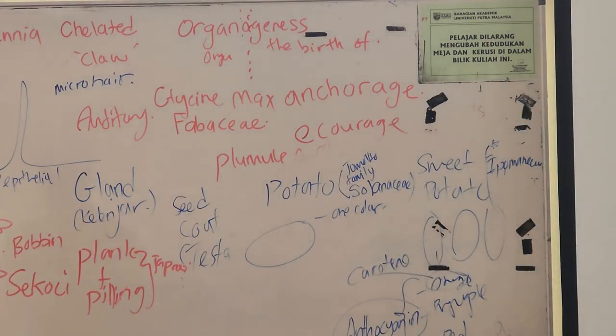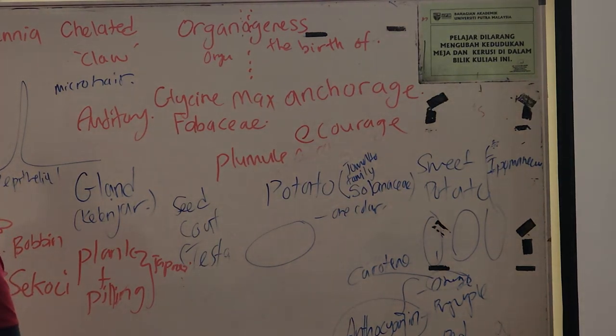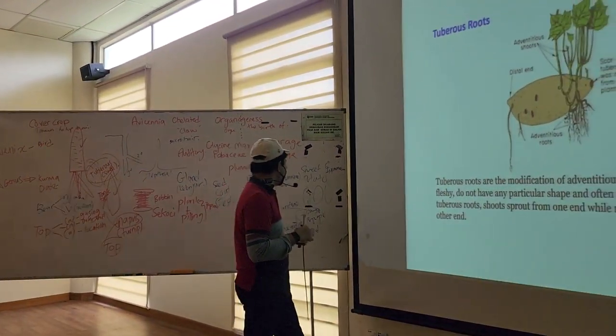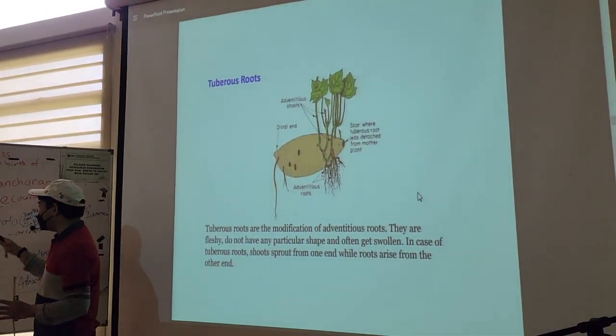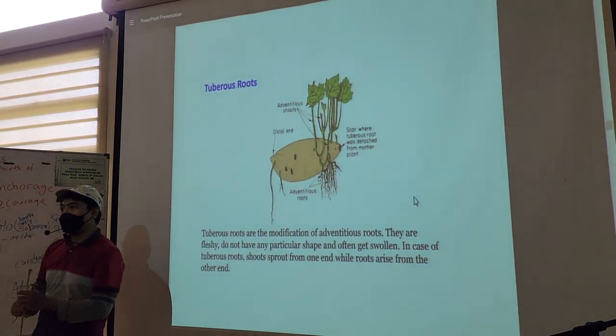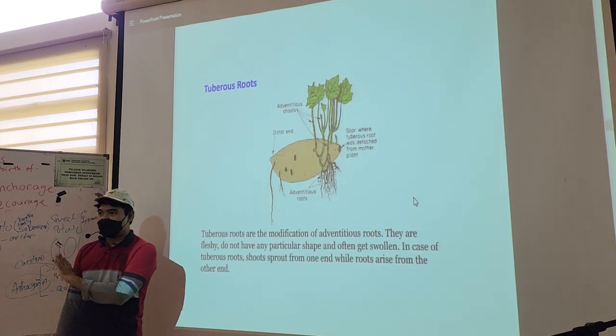Anybody do not know what morning glory is? Never seen morning glory? Bunga kangkong. You know kangkong? Kangkong is morning glory. Ipomoea reptans, or Ipomoea aquatica if you have kangkong air. So get it correct, because they look similar, but they are of different organs and type. Now, at least you know.